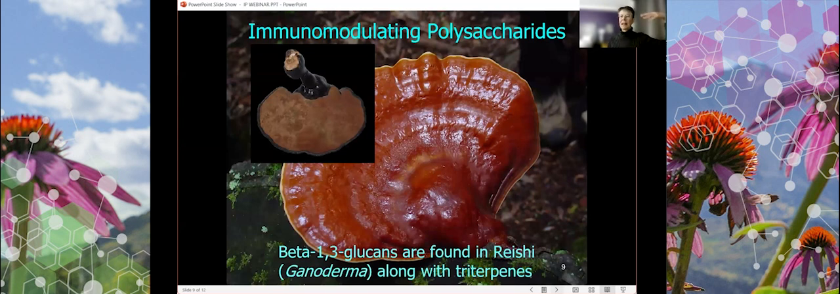Okay, so we looked at the heteropolysaccharides, which include mucilages, right? And pectins. And we looked at the oligosaccharides, which includes the inulins, which are also called fructans. And now we're going to look at the other subtype of IP, which are the beta glucans, right? And they are featured in our medicinal mushrooms. And pretty much they're in all of them to different degrees.